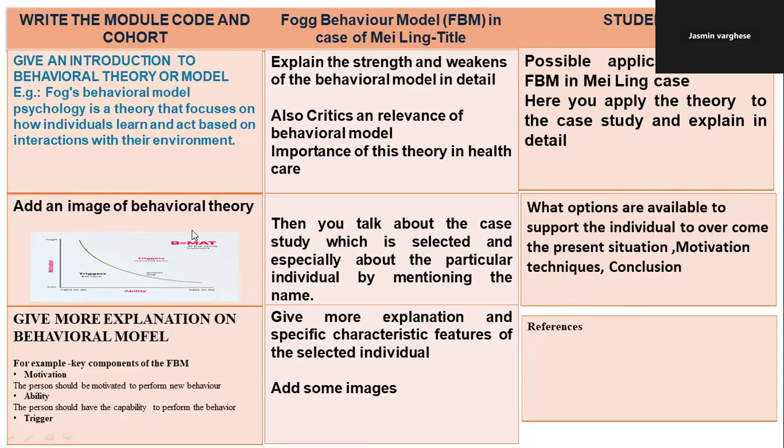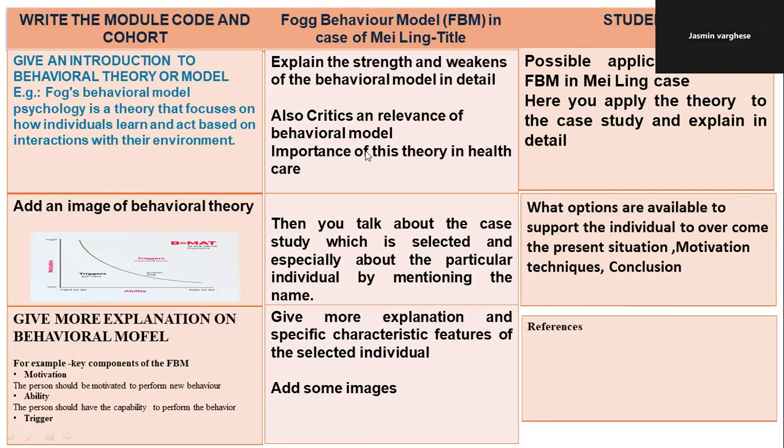In the next column, you have to add an image related to the behavioral theory. Then you have to give a more specific explanation of the behavioral theory, that means the Fox behavioral theory. You have to explain what the Fox behavioral model theory is, the components of the Fox behavioral model, etc. in that section. If you are taking the transtheoretical model or any model, it is the same thing. In the third column, you have to explain the components. Then after that, you will come to the second session.